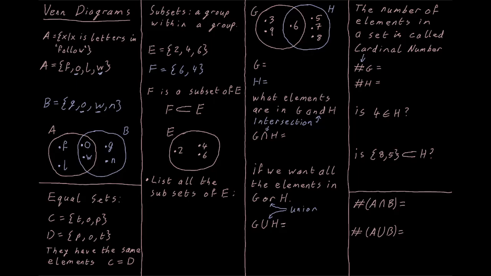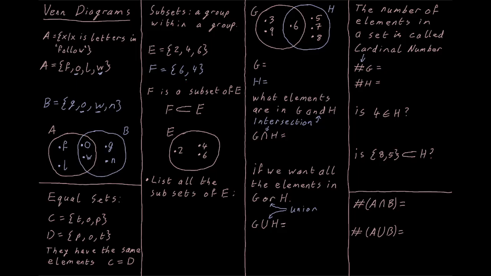Now another concept that we can deal with, which is quite important for Venn diagrams and sets in general, is a subset. So subsets are groups within our bigger group, groups within groups in general. So if we have the set or the group E, this time our elements are numbers, so we have 2, 4, and 6.